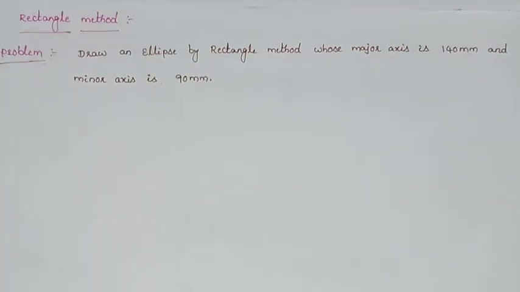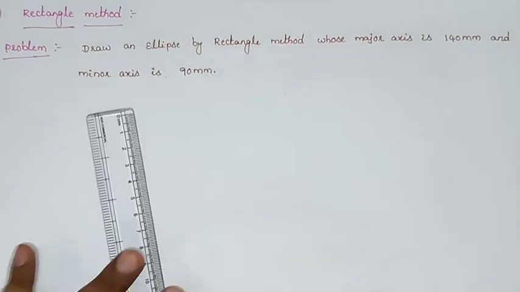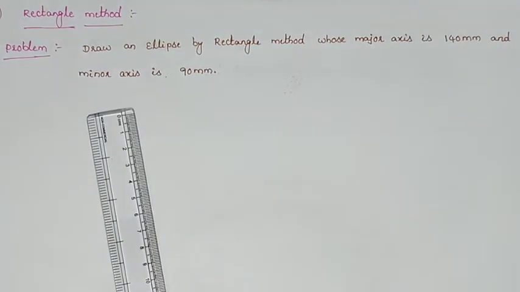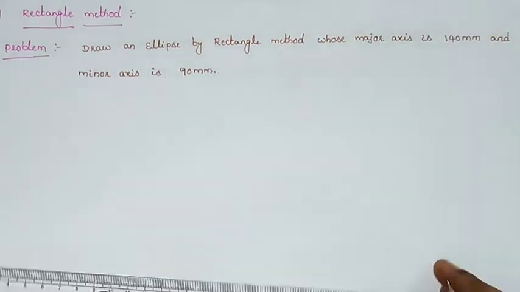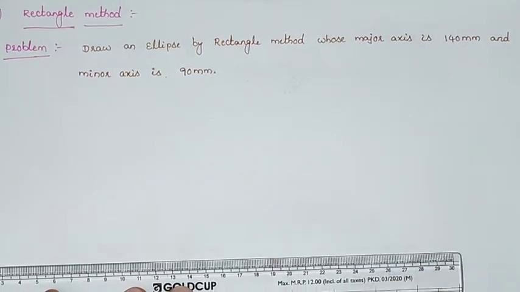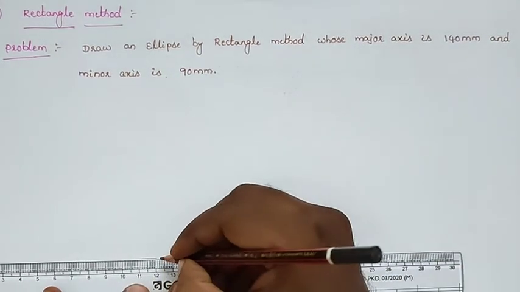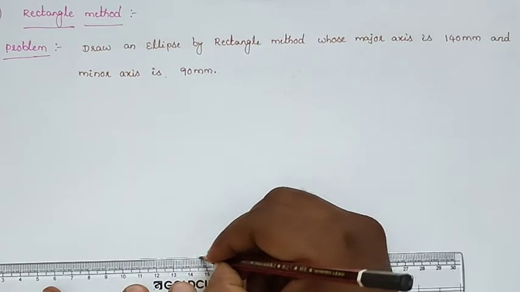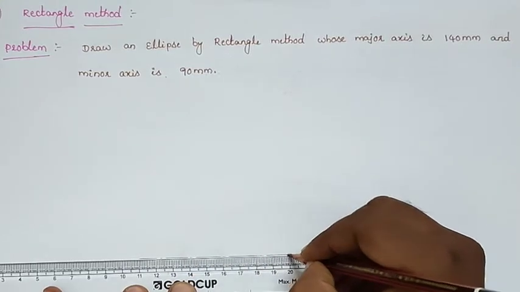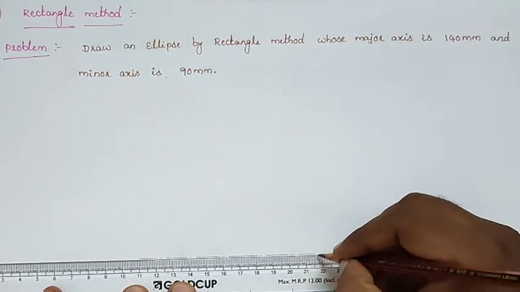And coming to the next method is rectangle method. In rectangle method also they are giving the problem like that: draw an ellipse by rectangle method whose major axis is 140 mm and minor axis is 90 mm. In this method also you will draw the major axis line and also minor axis line. Initially you will draw the major axis line and minor axis line.